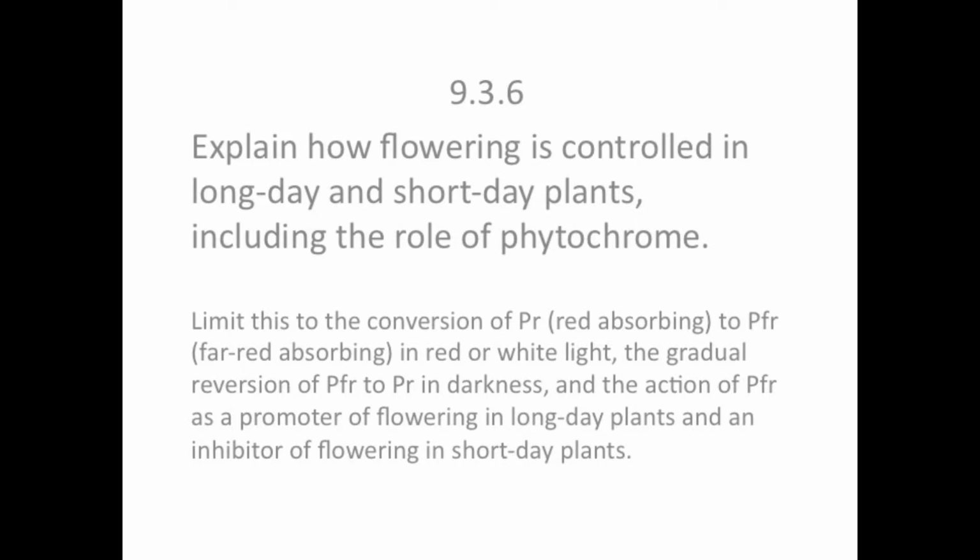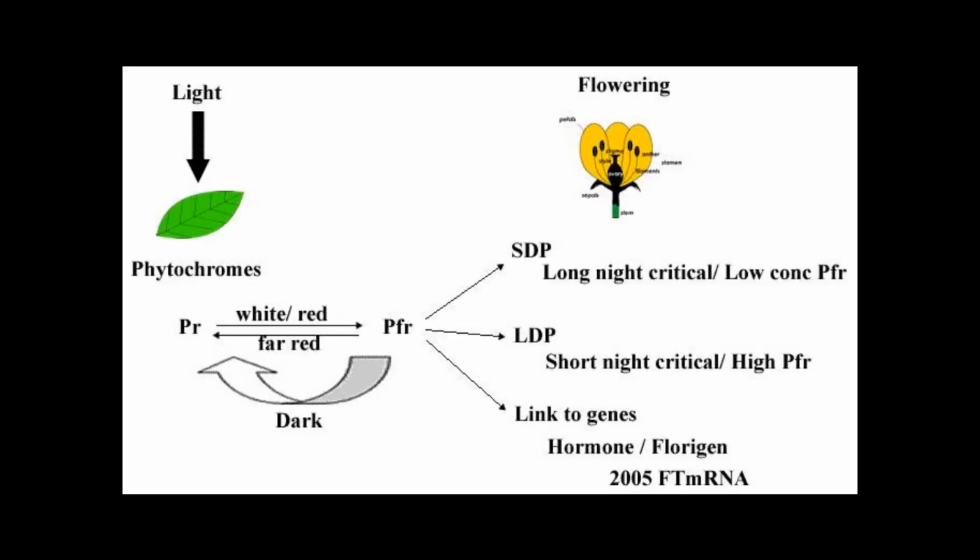So finally, let's see how the flowering of these plants is controlled. This falls under 9.3.6, which explains how long day and short day plants and their flowering are controlled, including the role of the phytochrome. Obviously, different plants flower at different times of year, so flowers are produced at certain times and not produced for the rest of the year. Daylight provides really important signals, and a blue-green pigment called phytochrome is involved in the flowering process.